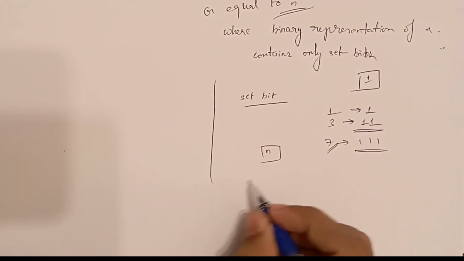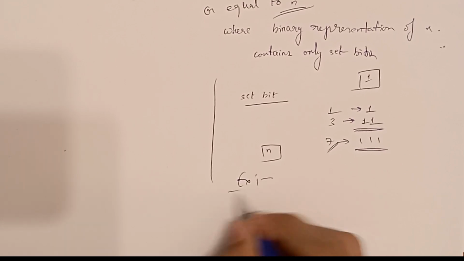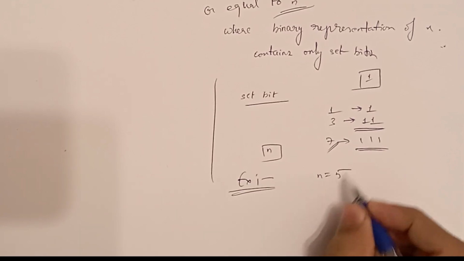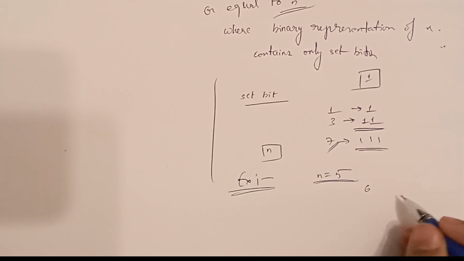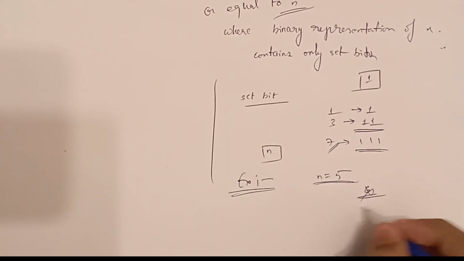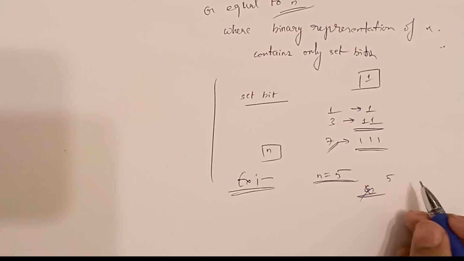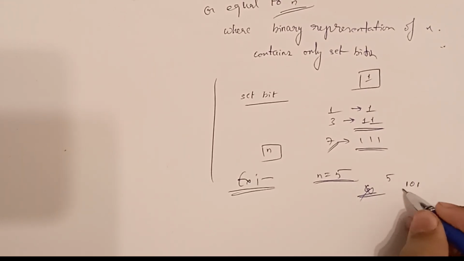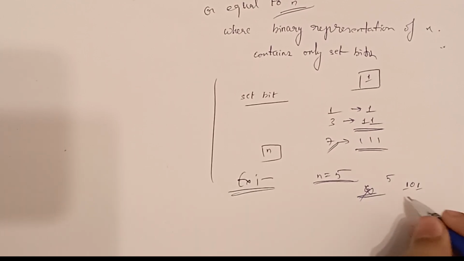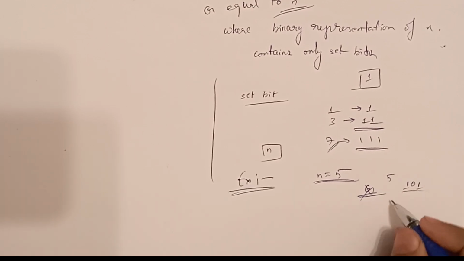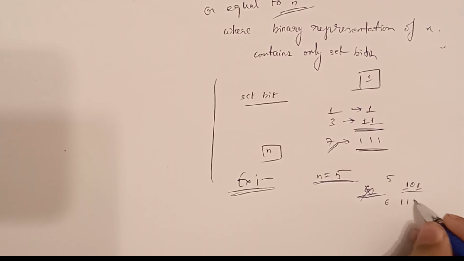So in an example here, we are given n is equal to 5. Let us talk about 5 first. For 5 we will be representing 4 0 1, 4 and 1. This is 5, and then after 5 it is 6, 1 1 0, and 7, 1 1 1.